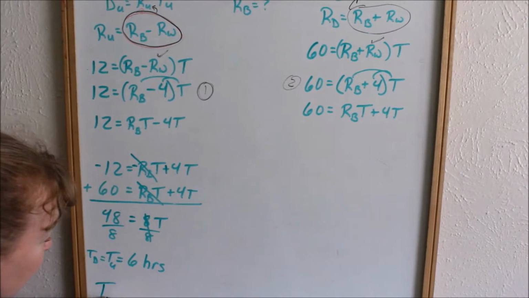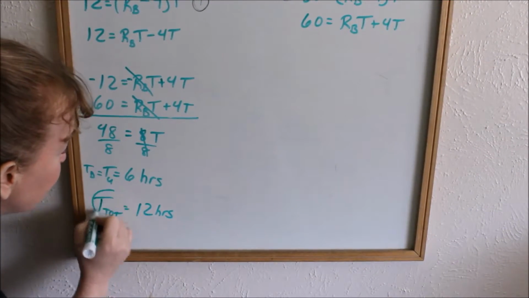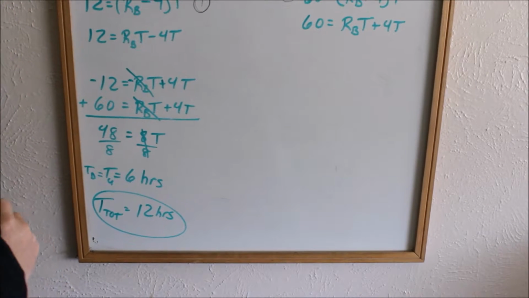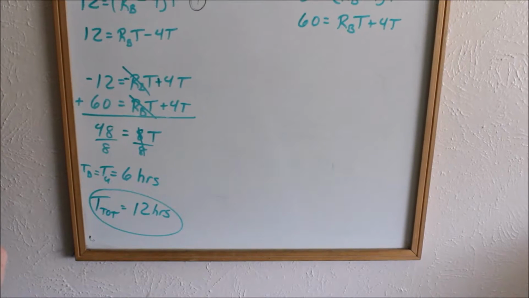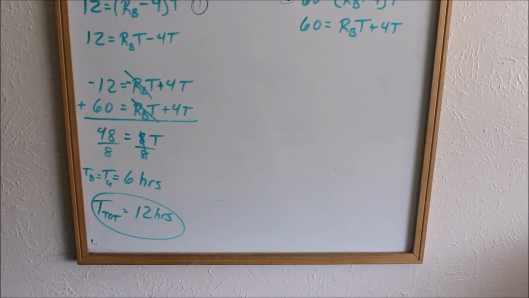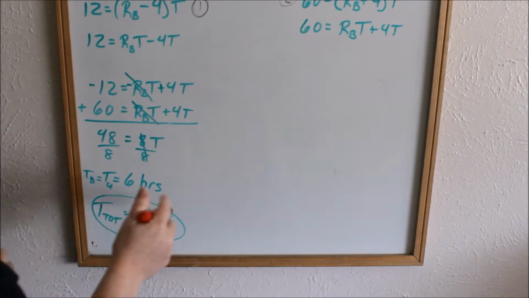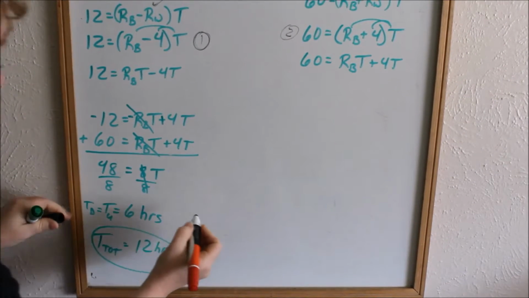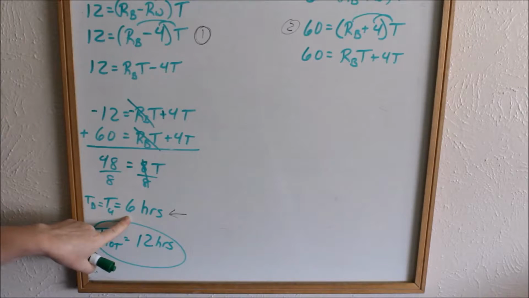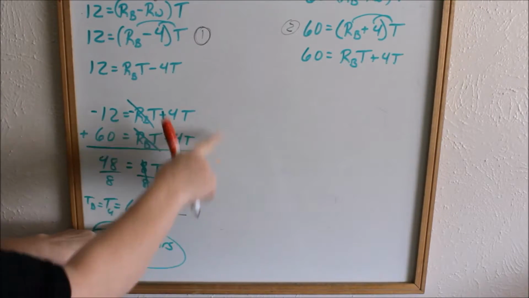So my total time is 12 hours. That just answered one of the questions, okay? The other question that it asked was, what was the rate of the boat, or what was the rate at which he paddled? So we need to take this. Actually, we need to take this one, because this was the time of the upstream or the time of the downstream. We need to take this.